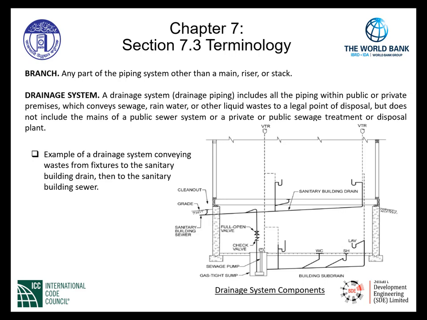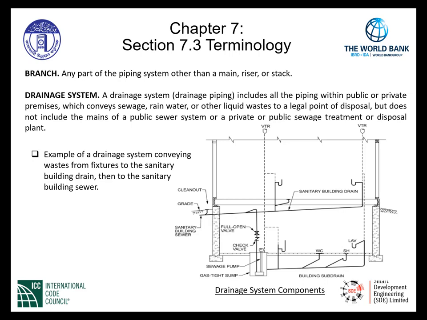A drainage system includes all of the piping within public or private premises, which conveys sewage, rainwater, or other liquid waste to a legal point of disposal, but does not include the mains of a public sewer system or a private or public sewage treatment or disposal plant.